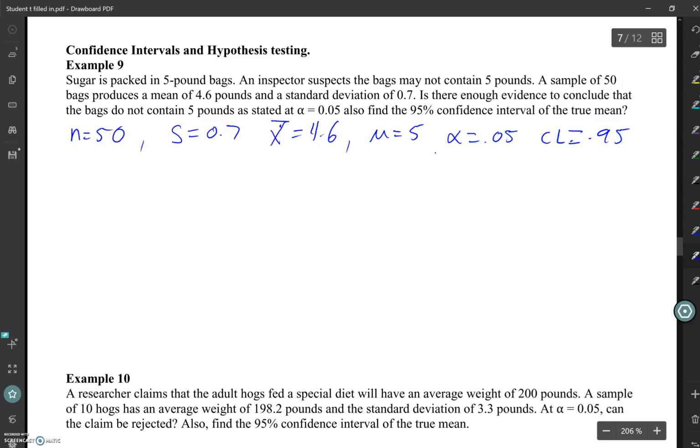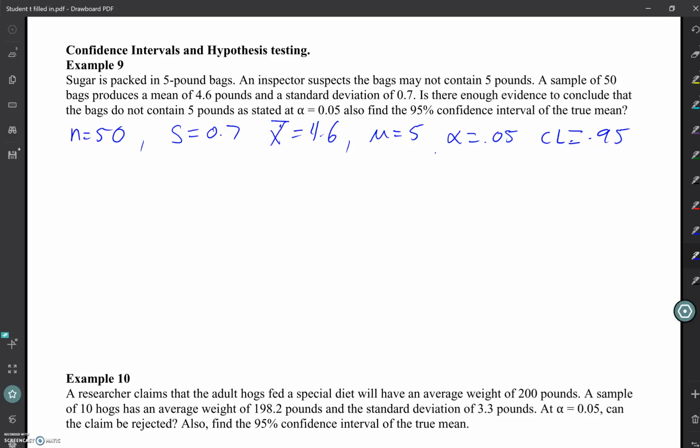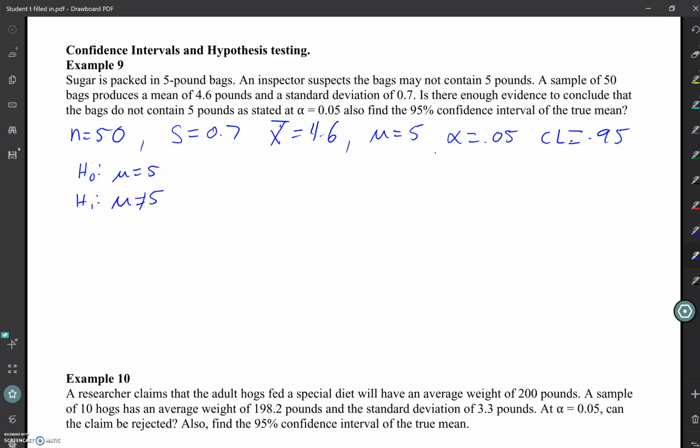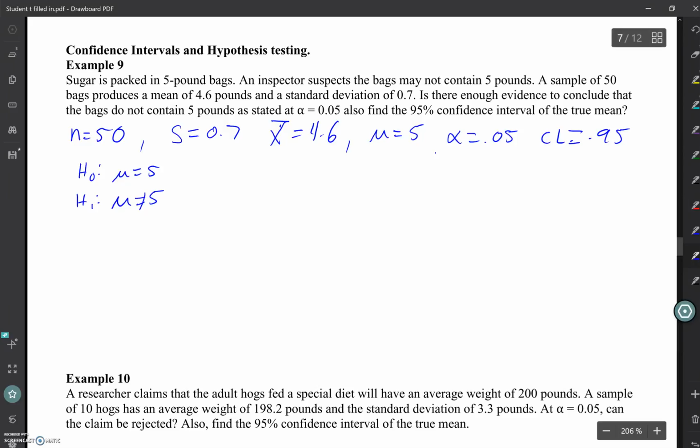Now, I need a hypothesis because I am testing something. So let's make our null and our alternative. The null hypothesis is what? Mu is equal to 5. And then what's the alternative? Does not equal, because we don't know whether it contains more or less than 5 pounds. We're just saying it doesn't contain 5 pounds. Which also means that's where the claim lies.